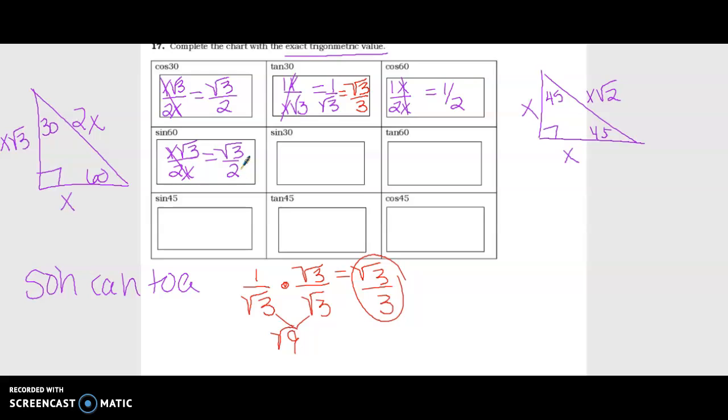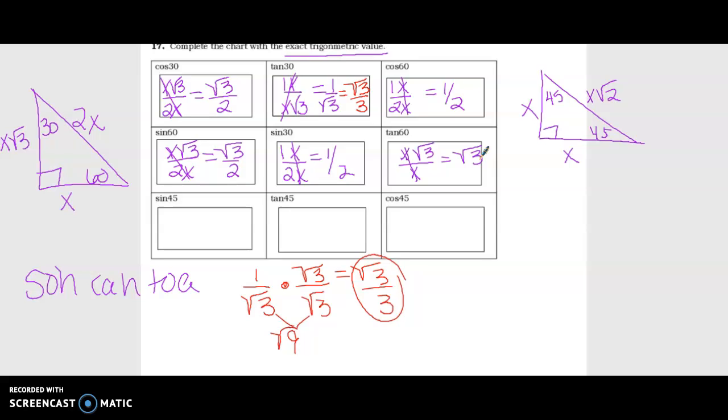Sine of 30. Sine, SOH, opposite over hypotenuse. 1x over 2x. Simplify. You're left with 1/2. Look at that. That sine of 30 matches cosine of 60. Tangent of 60. Tangent is TOA, opposite over adjacent. Simplify. You're just left with square root of 3. We're almost done, friends. Almost done.